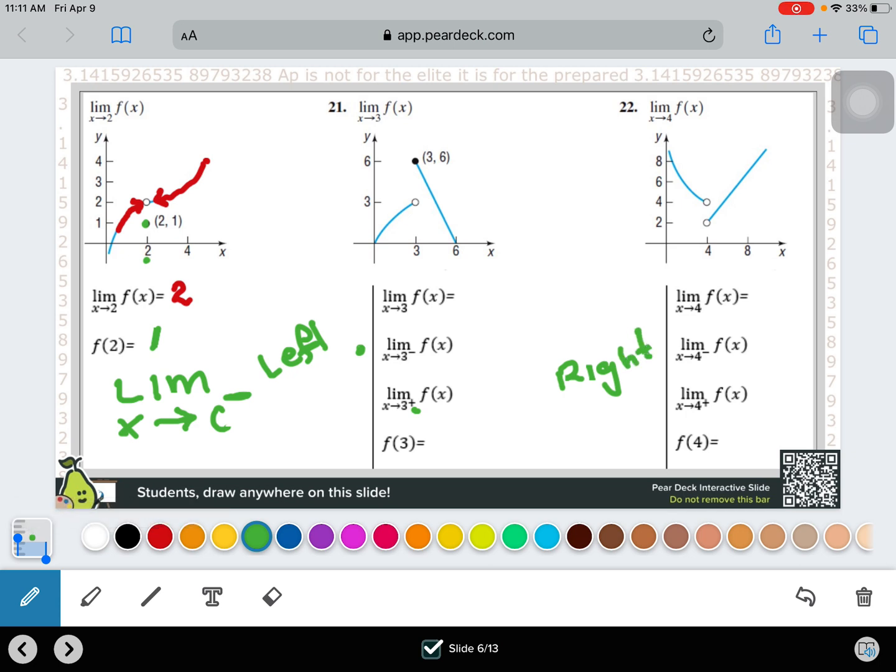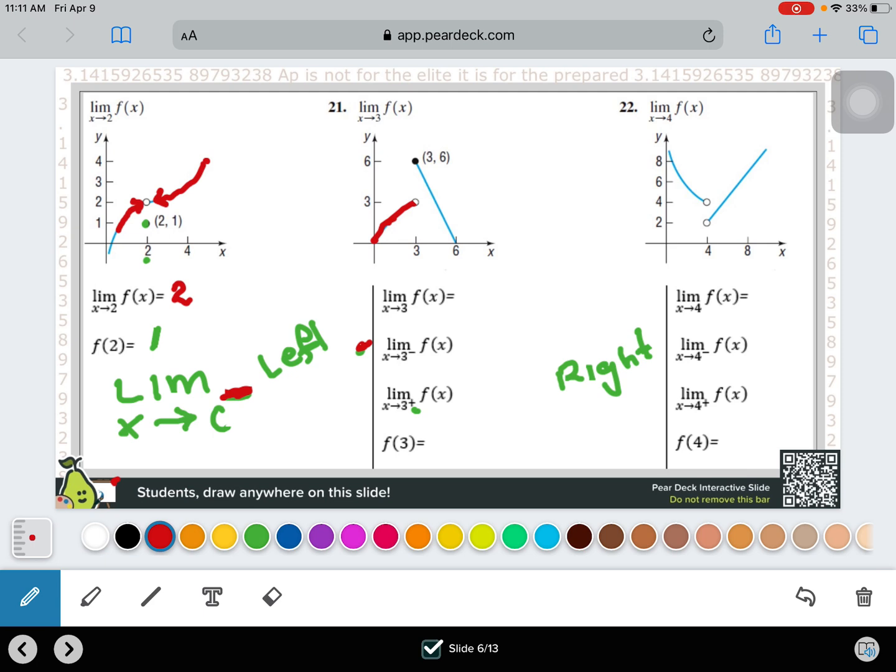I don't know if it's Peardeck or me, but I'm struggling. Alrighty, so let's go ahead and try it. If I come from the left, the little exponent on the number is a minus sign. Okay, someone's going to have to teach me.